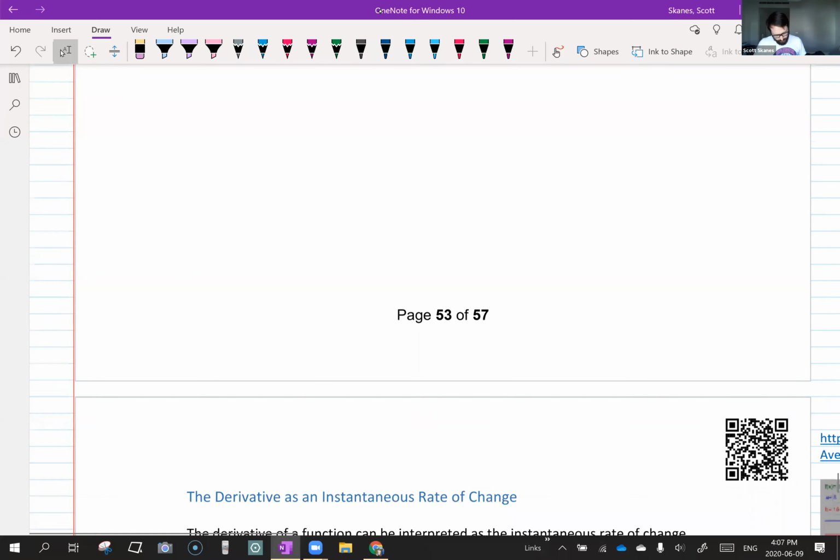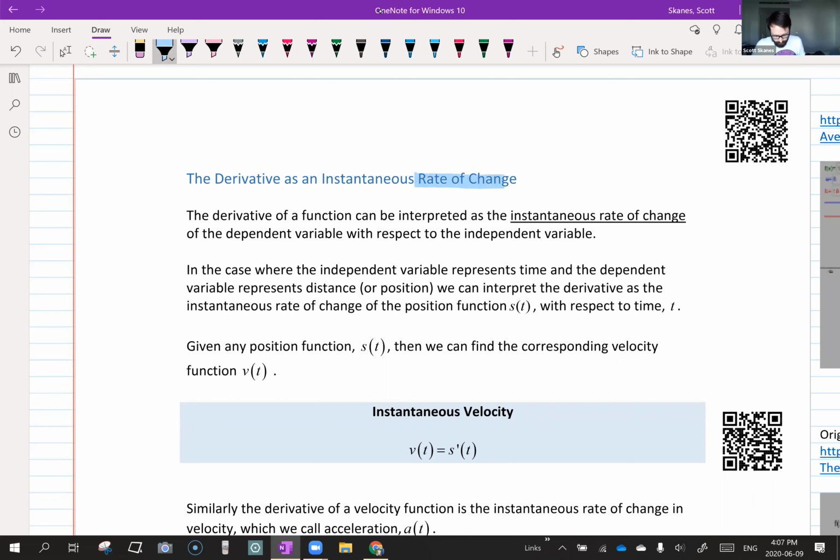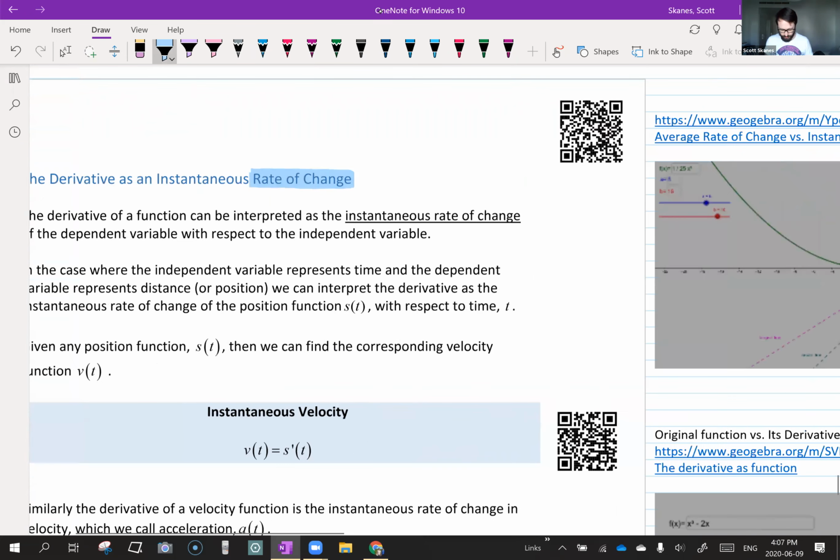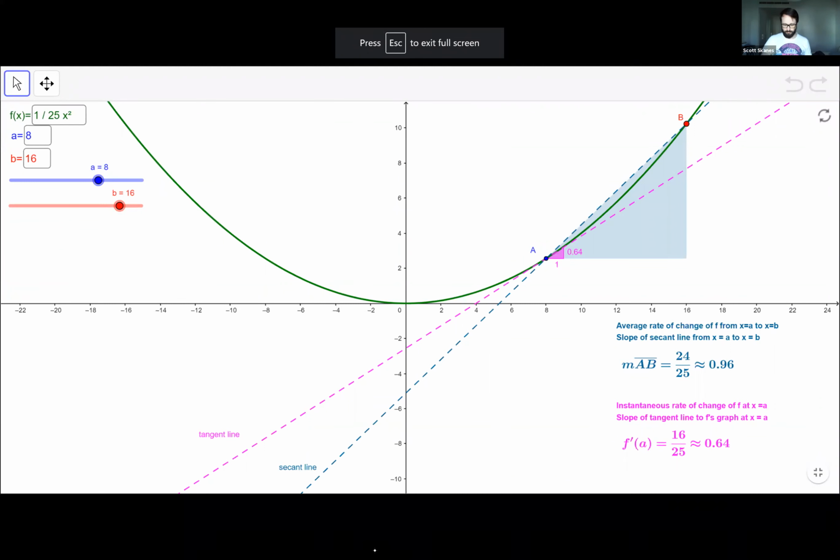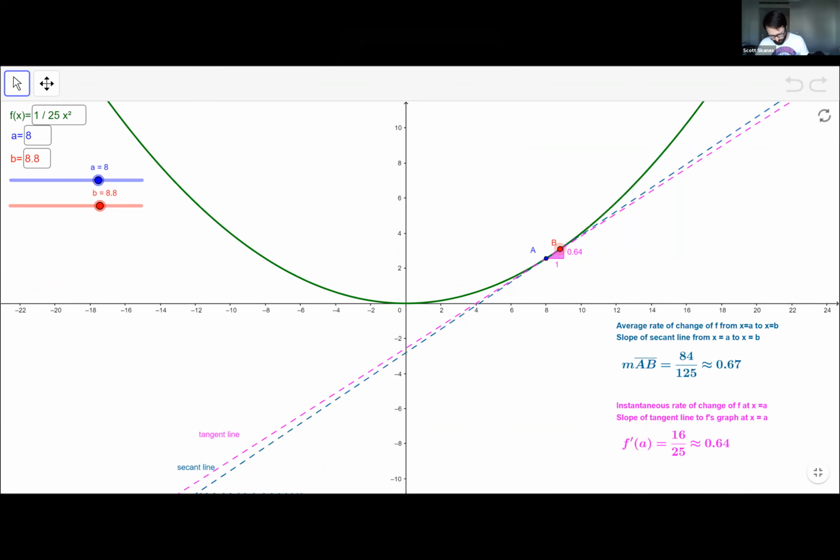So the derivative as an instantaneous rate of change. What this means, first of all, I'll give you a nice picture. I've got a QR code if you want to follow and a link, but let's look at this. Okay, first of all, let's zoom this back.